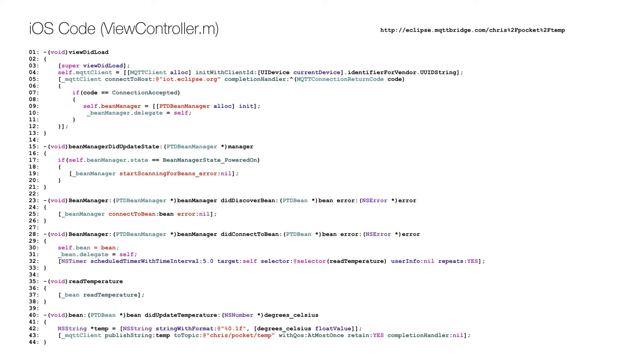When connected to the bean, we set up a timer on line 32 that reads the temperature sensor from the bean on line 37 every 5 seconds. Each time the temperature is read, a message is published to the MQTT broker on lines 42 to 43. And you can see the published value if you follow the link on the top right.